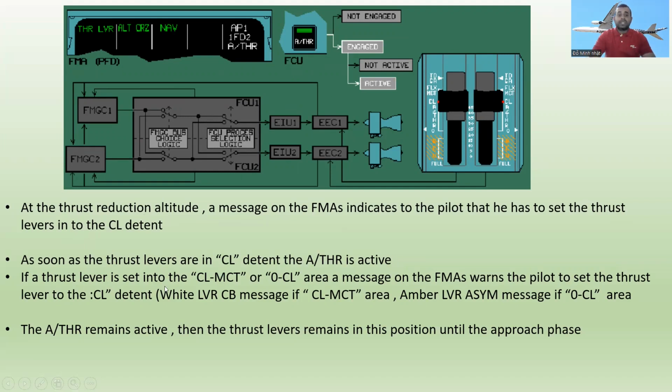If the thrust lever is set into the CL to MCT or 0 to CL area, a message on the flight mode annunciator warns the pilot to set the thrust levers to the CL detent: white LVR CLB message if CL to MCT area, amber LVR ASYM message if 0 to CL area. The autothrust remains active, and the thrust levers remain in this position until the approach phase.